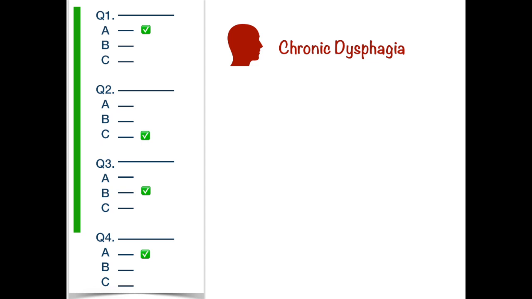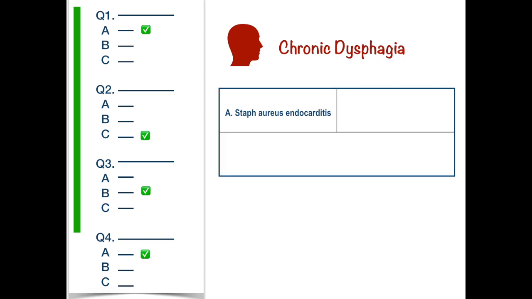Question number 4. Which of the following conditions is associated with chronic dysphagia? Option A, Staphylococcus aureus endocarditis. Option B, aortic dissection. Option C, rheumatic fever. The answer to this question is rheumatic fever.